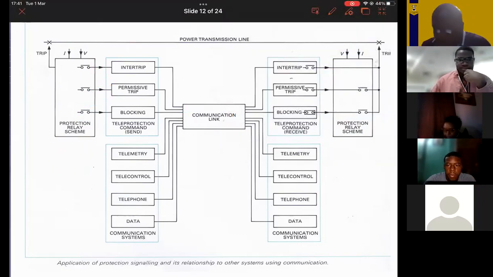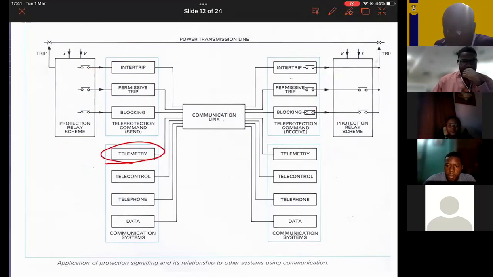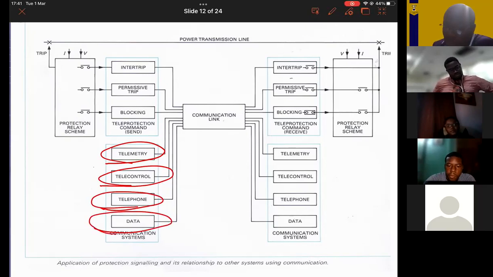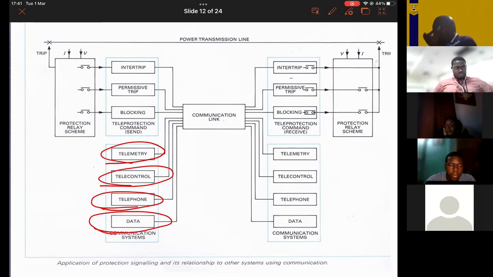Then of course, as I mentioned before, you have telemetering, you have control, you have the telephone service and other data services. Because you have the communication link, you can do all of that between substations. So from one station, I can pull information from another station via the communication system, because they are all interlinked. They are linked together.